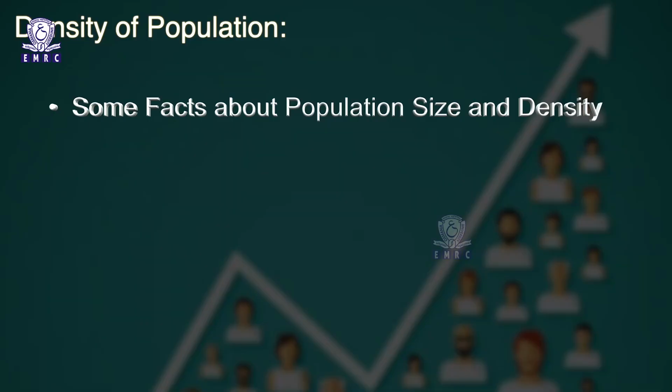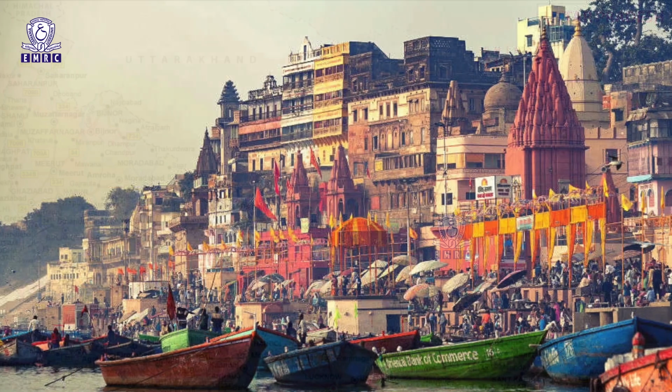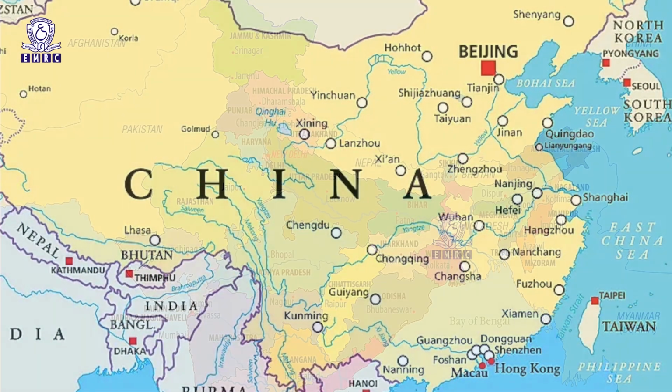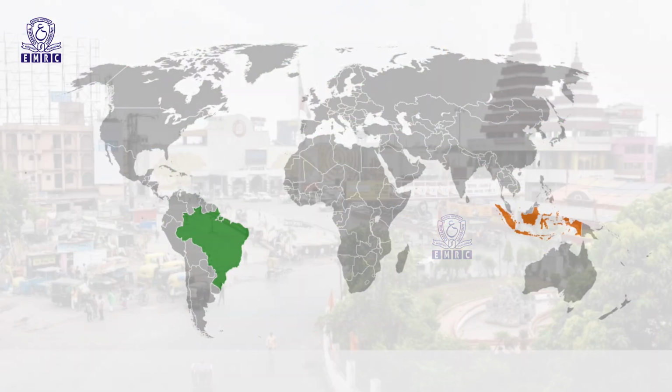Now let's look at the population estimates, some facts about the population size and density. In the case of India, there is no direct relationship between the total population and the total density of population. For example, Uttar Pradesh, the most populous state of India, ranks 4th in the density of population among the major states of the country. The density of population of UP is however higher to that of China, India, the United States of America, Indonesia and Brazil.